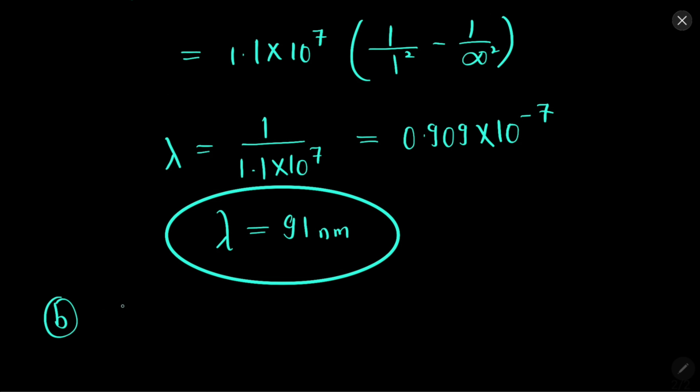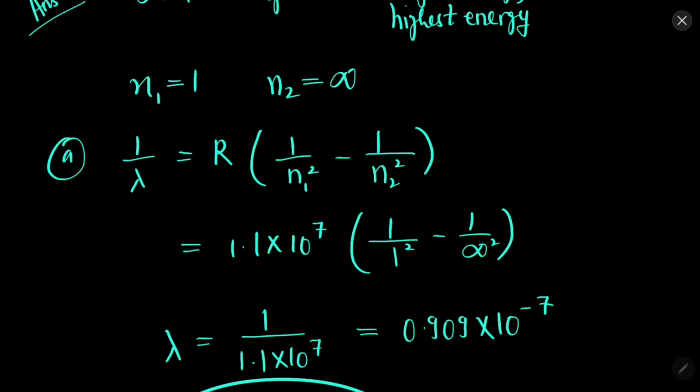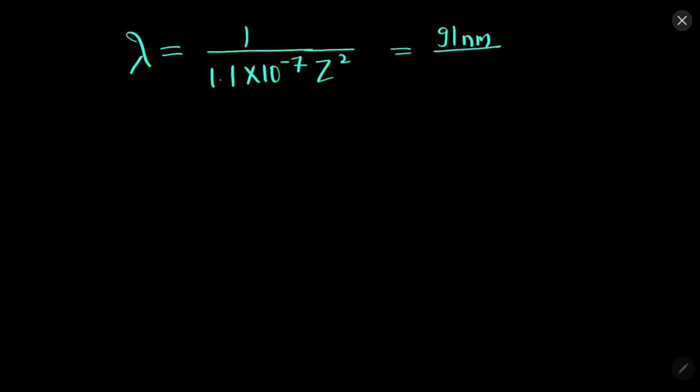Then part B: 1 over lambda. For other atoms we have this formula, where Z also comes in, because for hydrogen Z is 1, so 1 square is 1. After putting all the values, lambda will be 1 over 1.1 into 10 to the power 7 Z square. So it will be 91 nanometers for hydrogen, and helium's atomic number is 2.